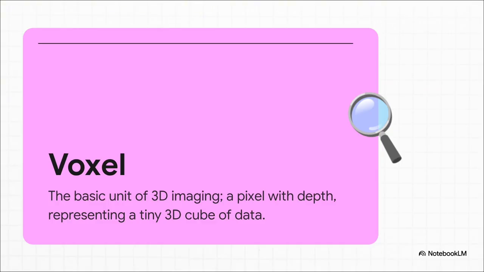So to really wrap our heads around how these images get so detailed, we gotta talk about the basic building block. You know how a 2D photo is made of pixels, right? Just tiny little squares of color? Well, in 3D, we have something called voxels. And a voxel is basically just a pixel with depth. Think of it as a tiny little 3D cube of information.